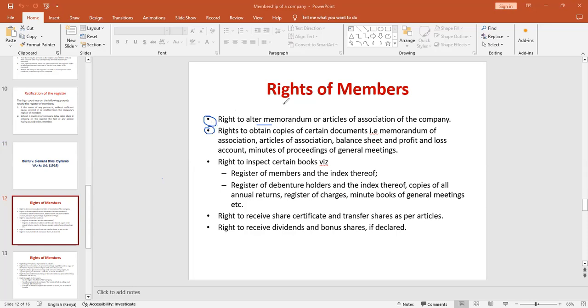You have a right to obtain copies of documents like the articles and the memo itself, the financial statements, and the minutes of a meeting, so that you know exactly what was discussed in that meeting. You also have a right to inspect certain books like the register of members, okay? The register of debenture holders. What is a debenture?